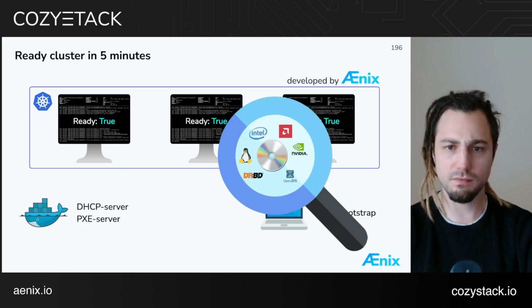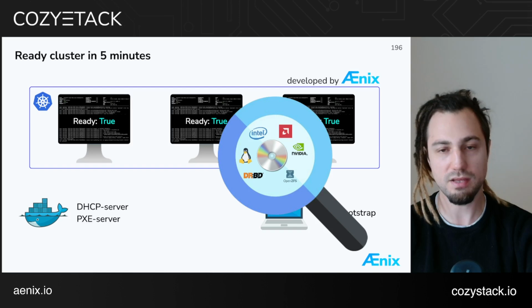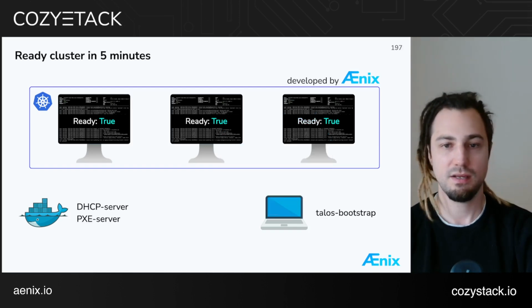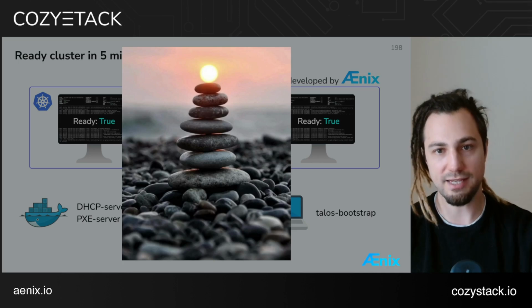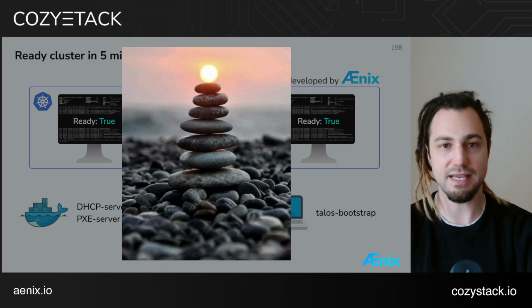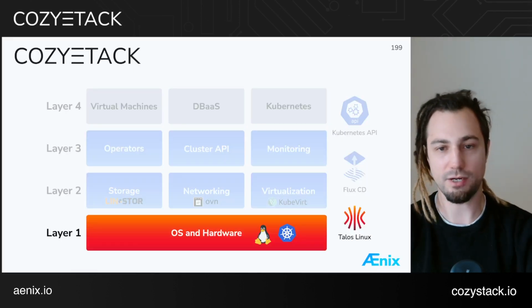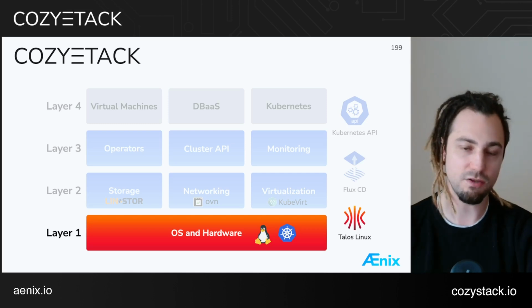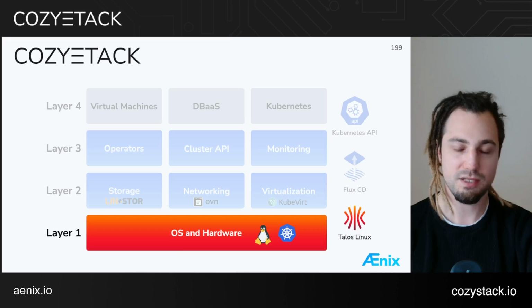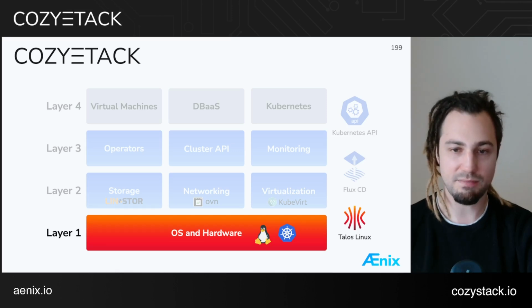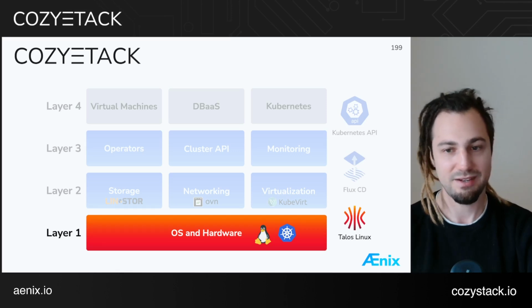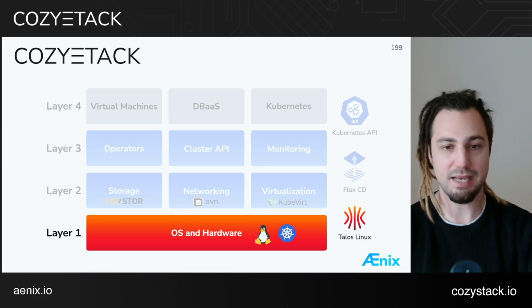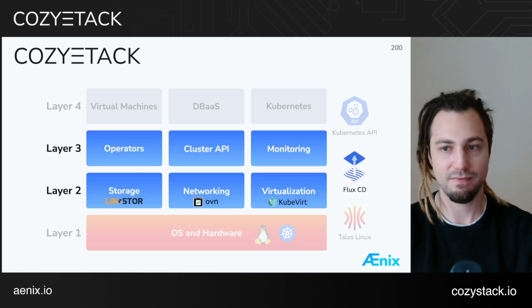Also, we prepare our own Talos Linux image, which includes all the needed kernel modules which we use in our system. That actually allows us to create a basic and stable layer 1 for our platform. So we can be sure that this layer always consists of the needed kernel modules, always running a similar kernel version, so we can be sure that it is a stable base for our platform.